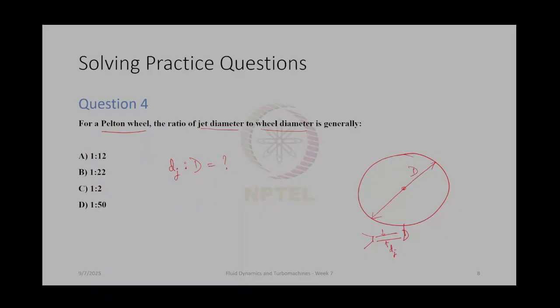Is it option A, 1 is to 12? Is it option B, 1 is to 22? Option C, 1 is to 2? Or is it option D, 1 is to 50?